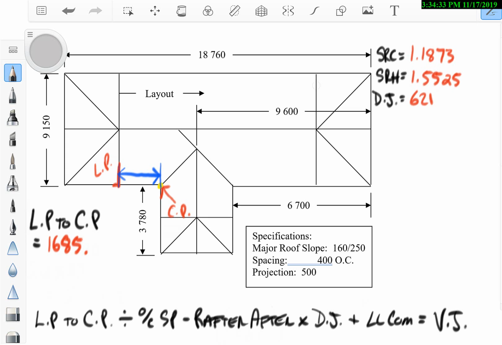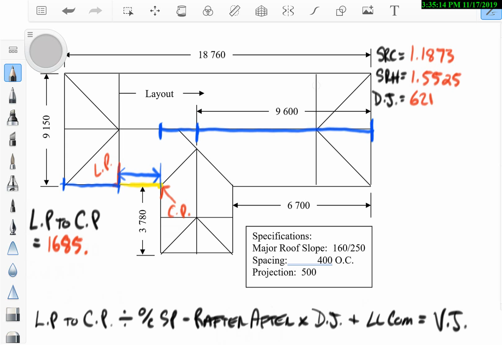So I've already worked this out to 1685. We take the length of our building, 18,760. We then subtract off this amount here, which takes us all the way to our minor ridge. We then subtract off the run of our minor, which gets us right to our change point. Then from that, we subtract off half the span, which is the run of our major, which is 45.75, which takes away from here to here. And then, of course, what we're left with is our layout point to change point measurement. Okay, so 1685.